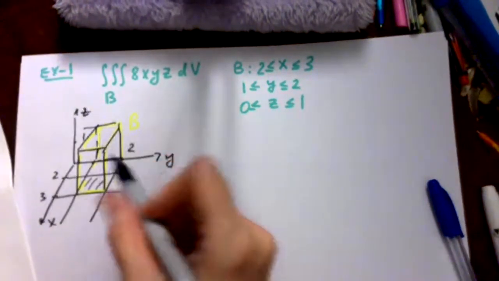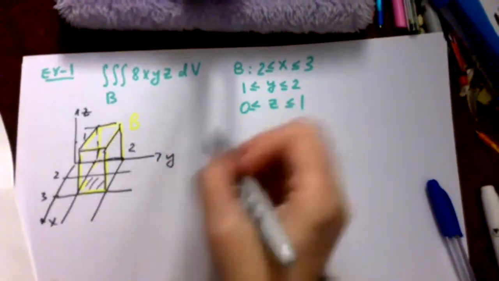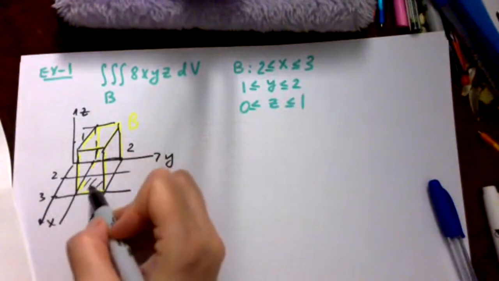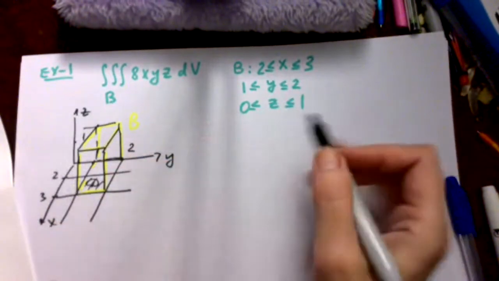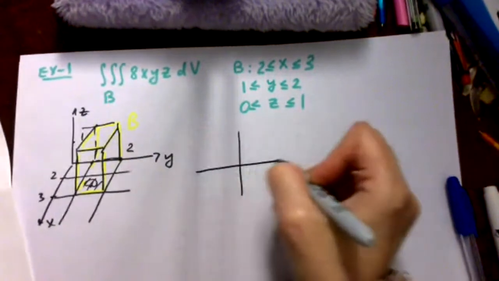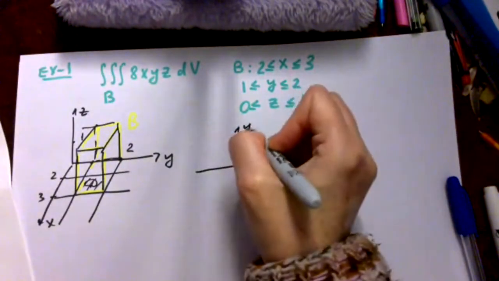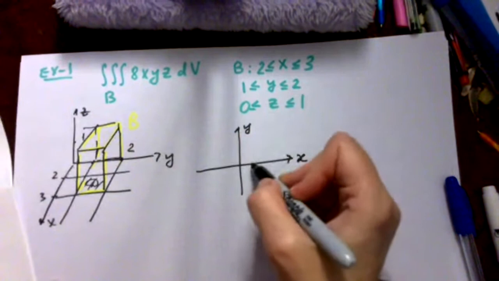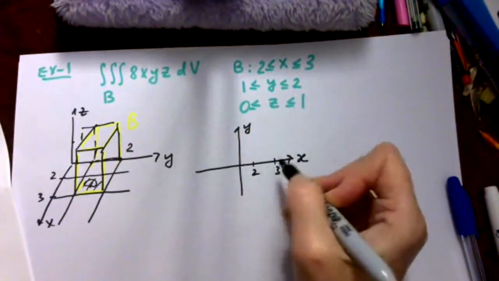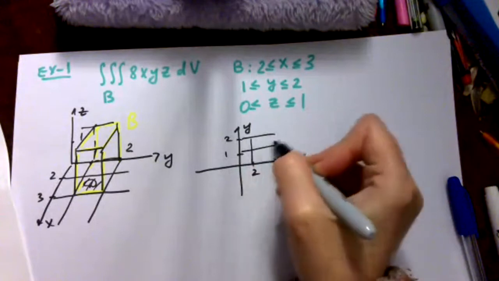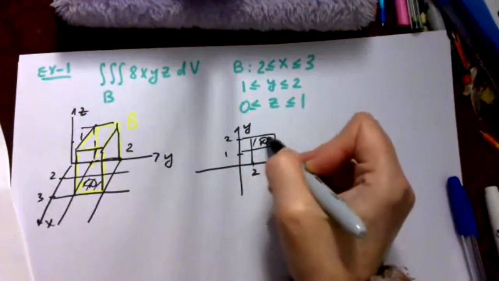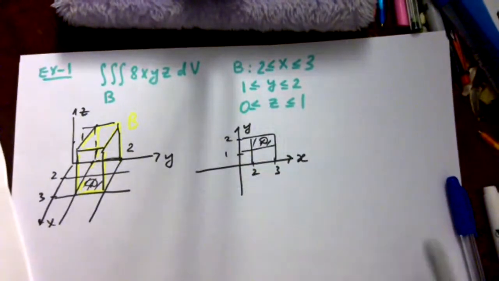First of all, we need to plot the projection of our region onto the x and y plane, even though we can see it here. This is region D, remember from our notation. But nevertheless, it's better to have a separate plot. So let's start again. X is squeezed between 2 and 3, and y is squeezed between 1 and 2. So this is actually a rectangular region D, which is squeezed between vertical lines.